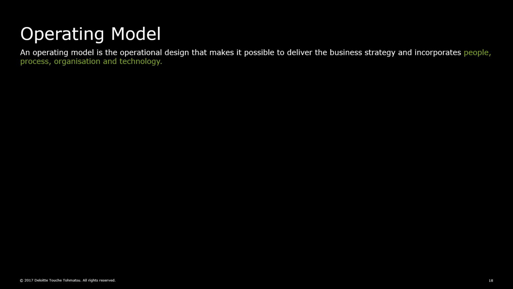Okay, operating model, can be 3 months, 6 months, 1 year. An operating model is the operational design that makes it possible to deliver the business strategy and incorporates people, process, organization, and technology. Technology is the least important one here. It is the one that sits in the middle and dictates what's happening. The process and the people are so affected by this technology that we even need to, I can call it, migrate into it. So there's a lot to discuss around the operating model.